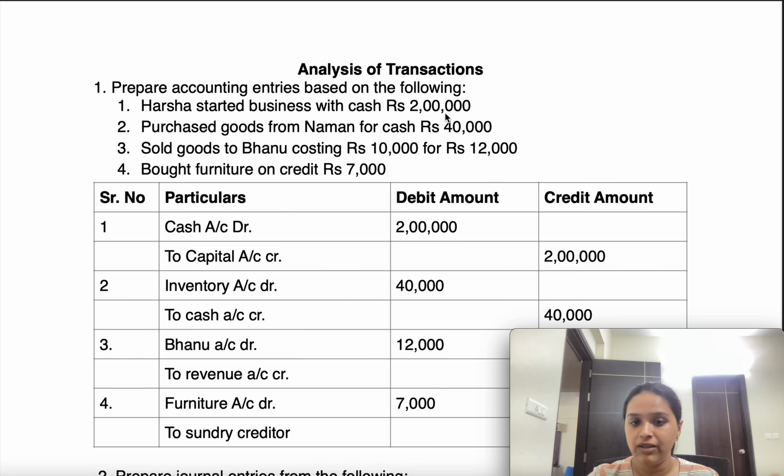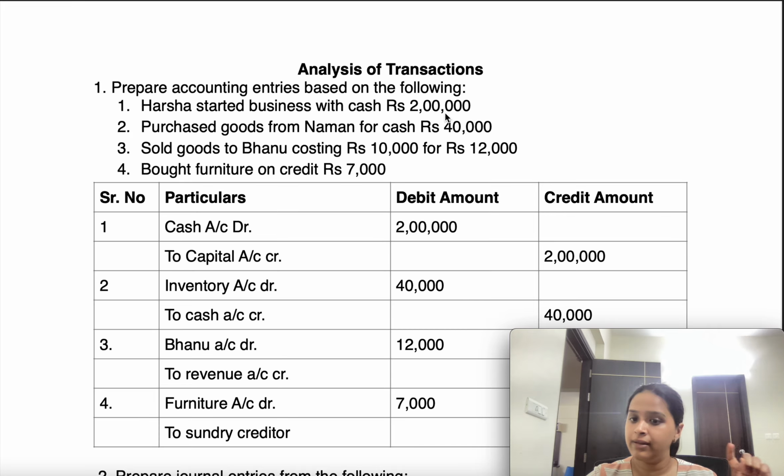It means Harsha has introduced capital into the business, right? Cash is a real account because it is an asset for the business. If cash is a real account, what rule do we have to apply? Think about it. Debit what comes in, credit what goes out. So what is coming into the business? Cash. So cash should be debited.